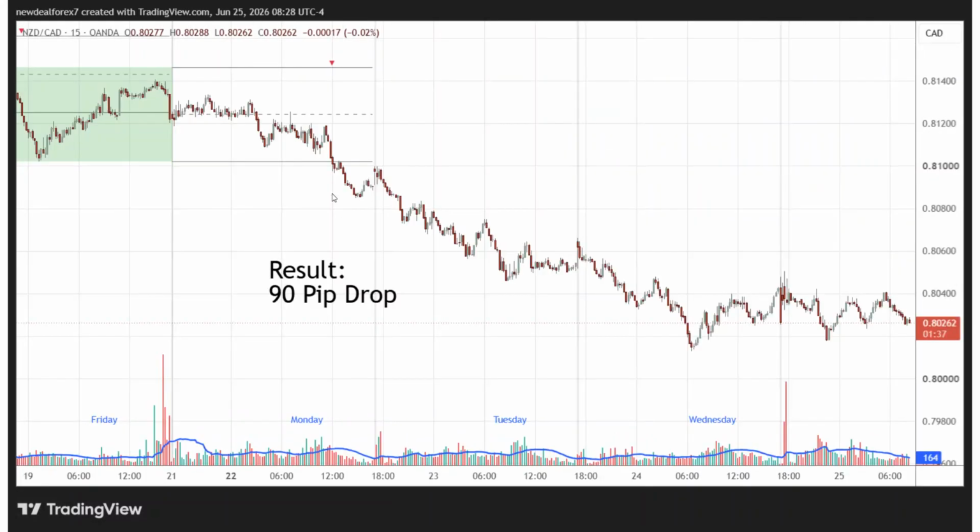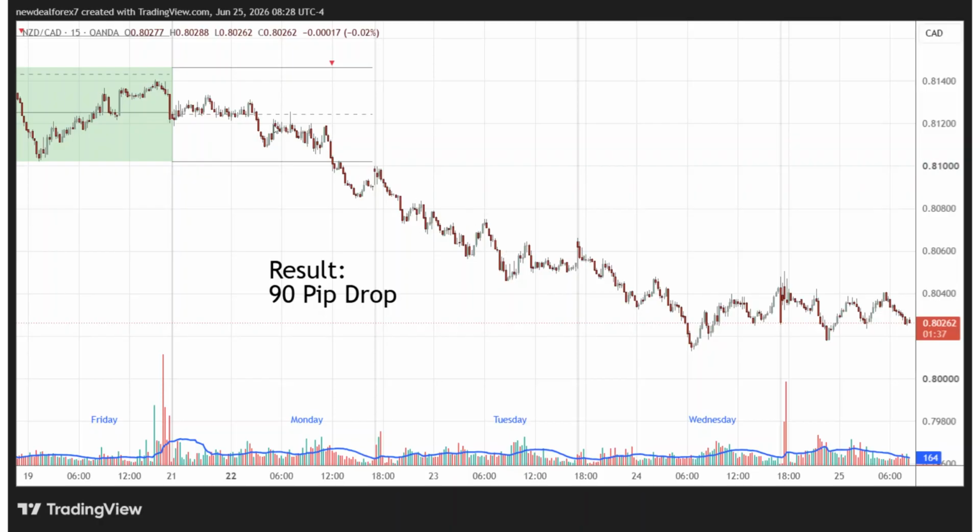And look at what happened. Nice, calm 90 pip drop. Notice the spikes in volume coming in through Monday. Monday saw higher volume. Tuesday saw higher than average volume. And Wednesday had a little bit of higher than average volume as well, because of this nice quiet day on Friday. So the market was at rest, then decided to move. That's all we're looking for.